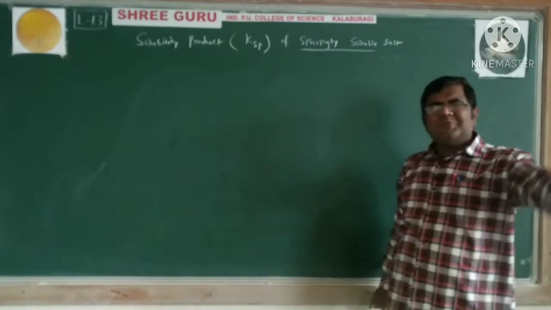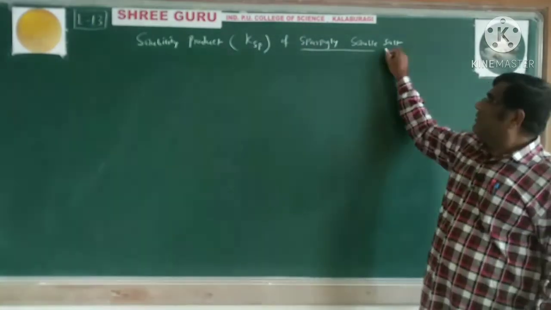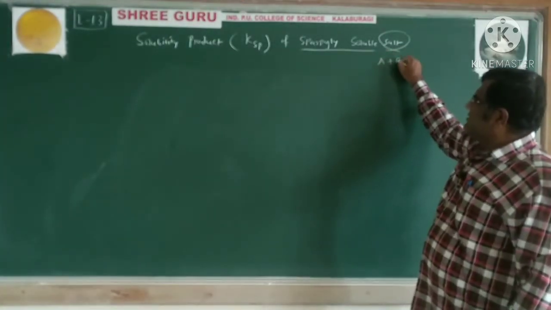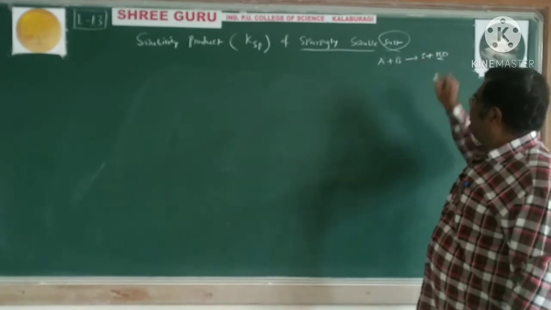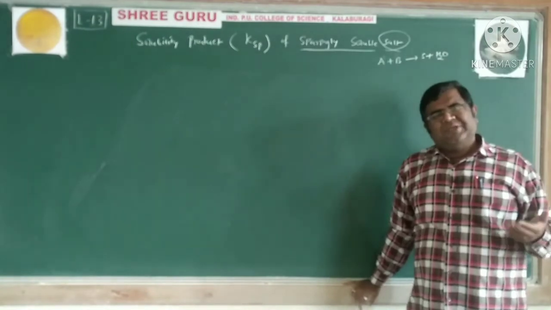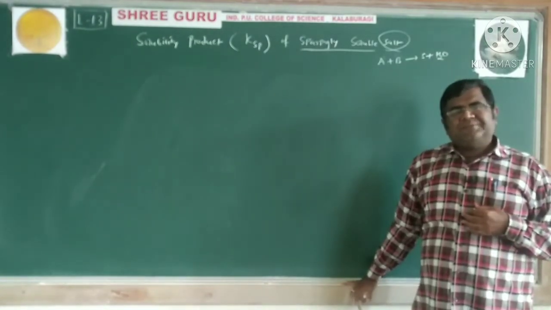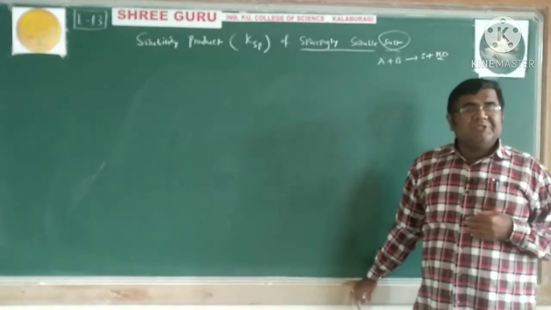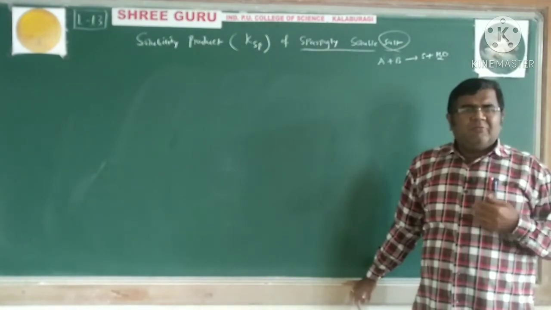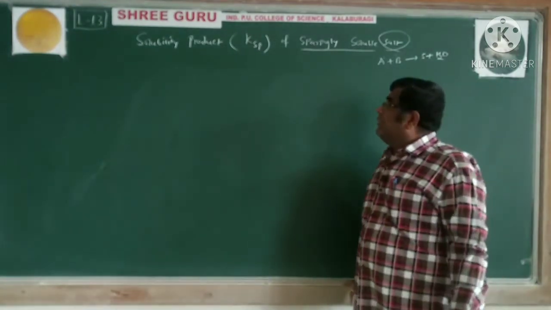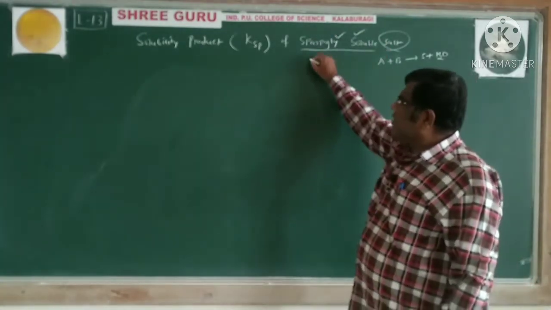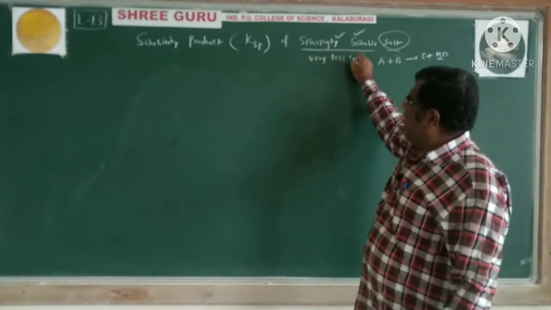Now sparingly soluble means less soluble, and salt is nothing but acid plus base gives salt plus water. We know that the substance formed after neutralization of acid and base, we call it a salt. It may be acidic, it may be basic, or it may be neutral, depending on from which acid and which base it has been formed. Now what do we mean by sparingly soluble? Sparingly soluble means very less soluble.